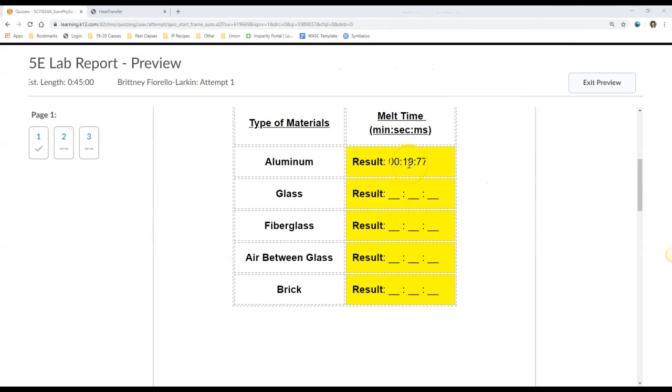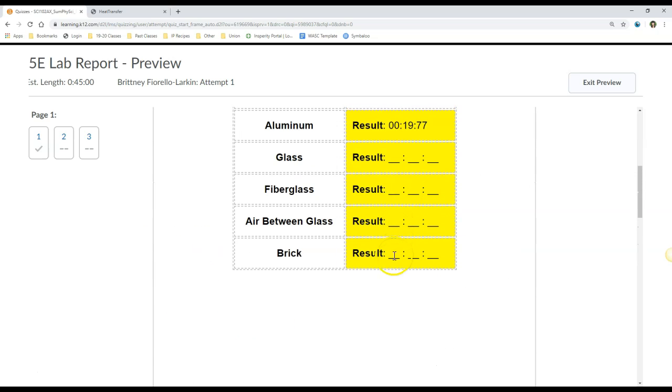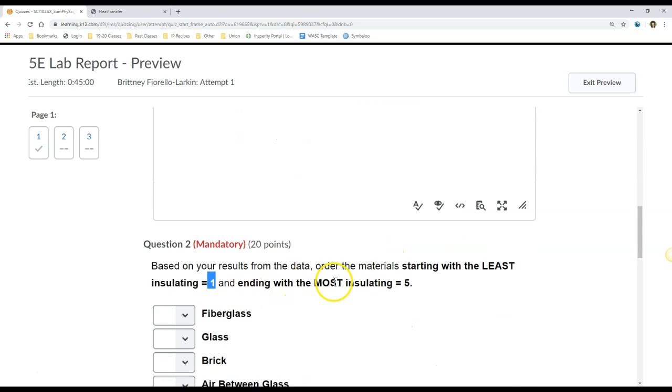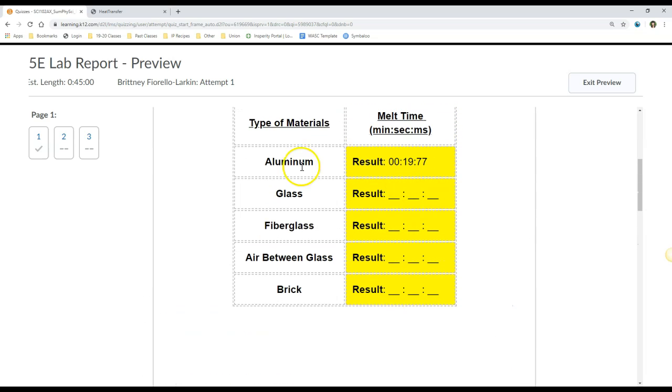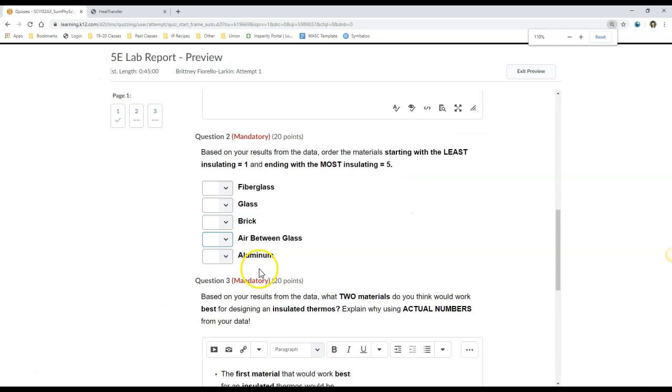Okay, so the ones with the shortest time, that's what's going to be 1. The next one with the next shortest time is going to be 2. Keep on going until you get the longest time, and the longest time you're going to label as 5. All right, so again, you want to look at your data.